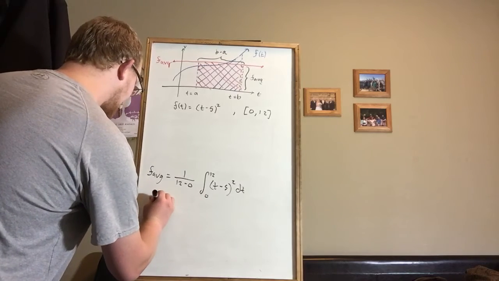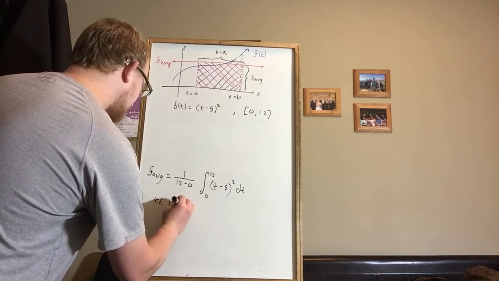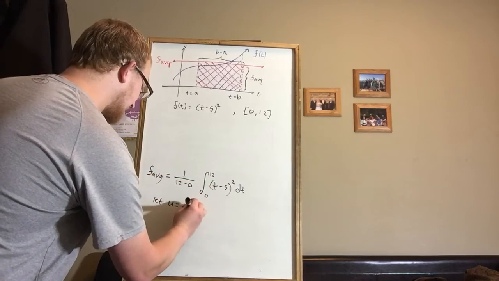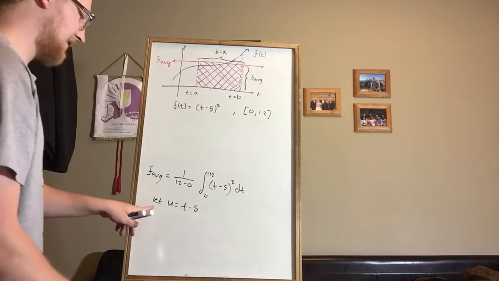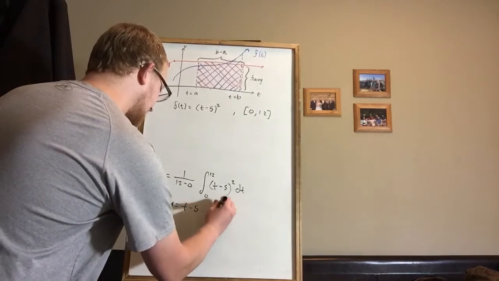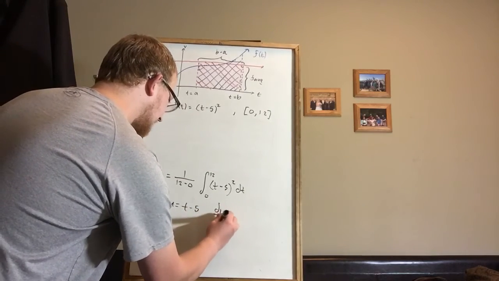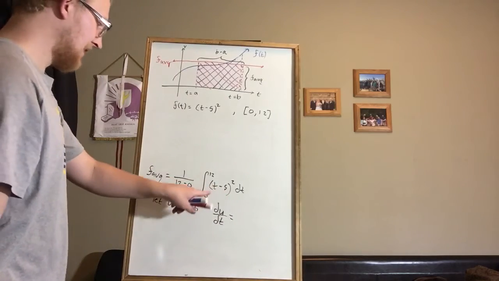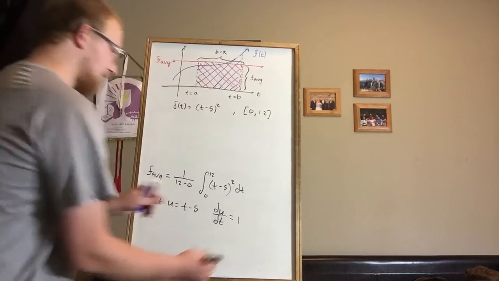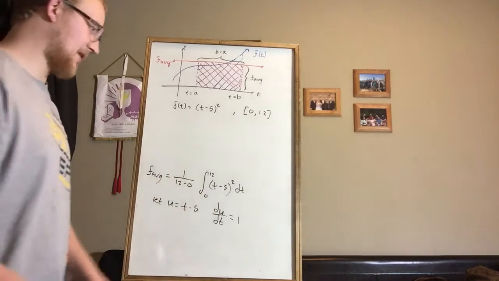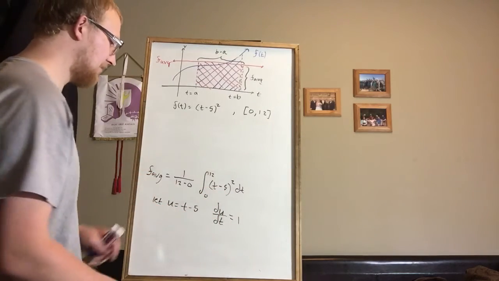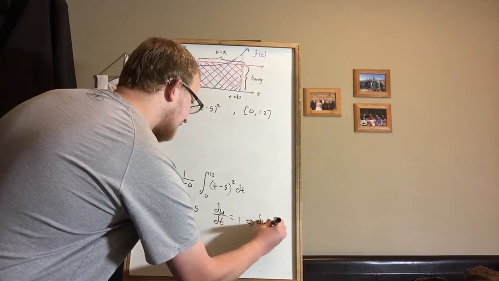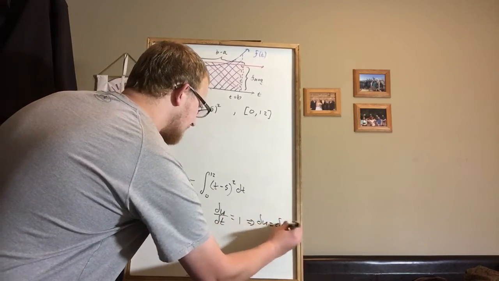So I'm going to go ahead and let u equal t minus 5. Then I'm going to take the derivative of u with respect to t, du/dt, equals, well, what's the derivative of t minus 5? The derivative of t is 1, and the derivative of minus 5 is 0 because it's a constant. So we can multiply the dt over and prove that du is in fact equal to dt.